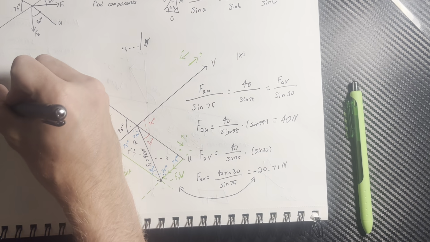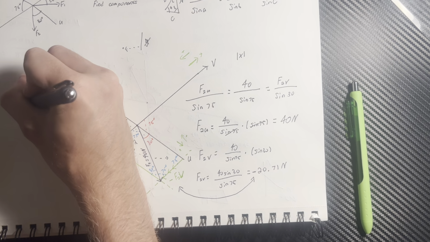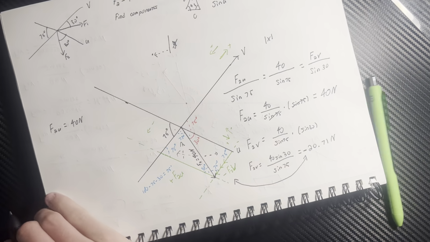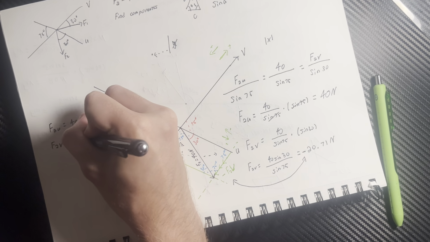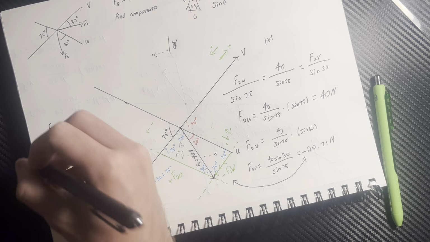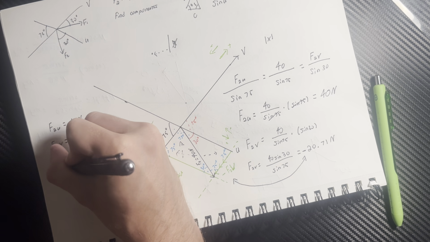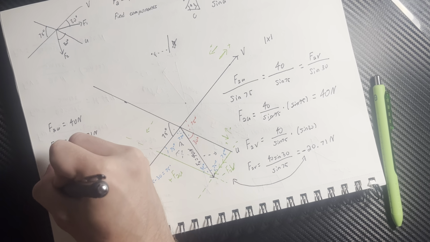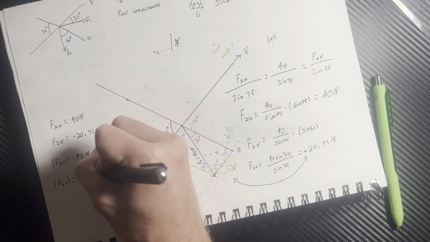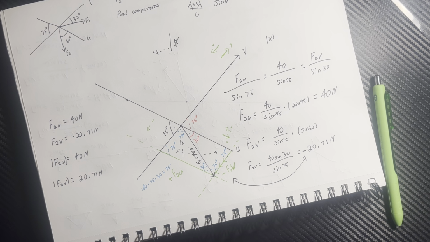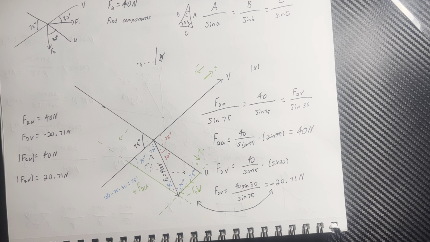So the answer to this question, in their components, it would be F2U equals 40 newtons, F2V equals negative 20.71 newtons. And if you wanted the magnitude of the F2U component, it would just be 40 newtons, and the magnitude of the F2V component would just be 20.71 newtons because it's the absolute value. The magnitude is always positive. So that's the solution for this one.